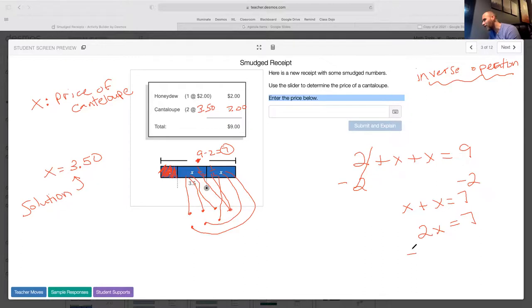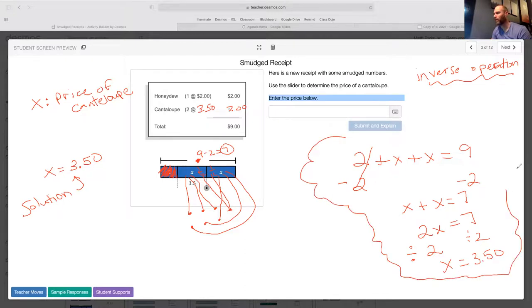So I'm going to divide this side by 2 to undo that 2 times, because I just want to see what x equals. I don't care what 2x equals. But if I divide one side of the equation by 2, I've got to divide the other side of the equation by 2, keeping things balanced, equal, same. And what I'm left with on this side is x just by itself, no longer multiplied by 2. And 7 divided by 2 is 3.50, just like we got doing the dots and the tape diagram and stuff. But this is the ultimate goal here. And then at the end, we'd write a sentence that says, the price of the cantaloupe is $3.50 each, but I'll spare you that for now.